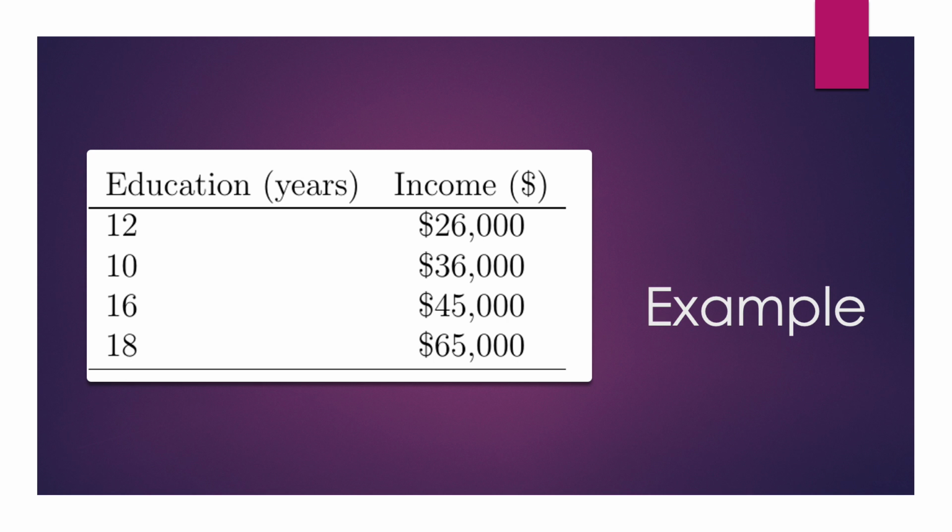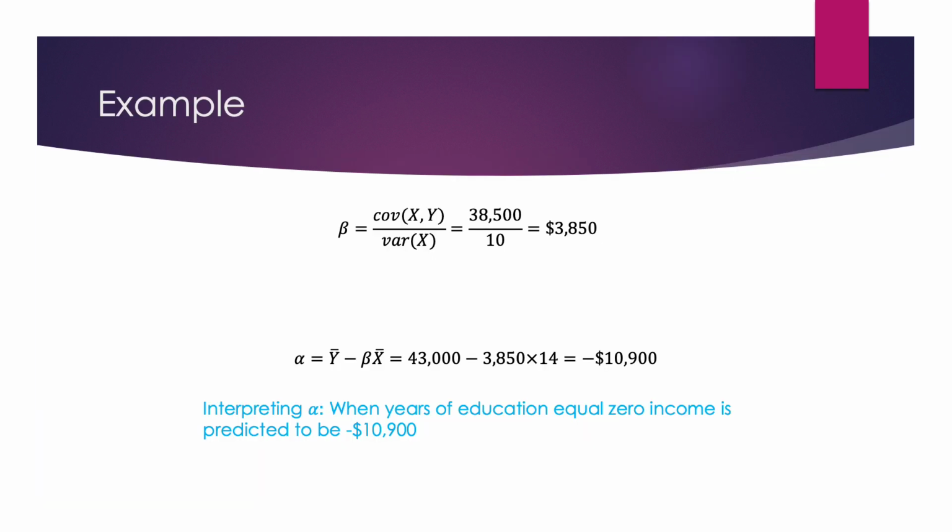As an example, let's use years of education and income. So we want to find alpha and beta such that we minimize the sum of squared errors. So for beta, we're going to take the covariance of x and y over the variance of x, which would be 38,500 over 10, and we come up with $3,850. For alpha, we're going to take the average of y minus beta times the average of x, which would be 43,000 minus 3850 times 14, and that gives us negative 10,900.